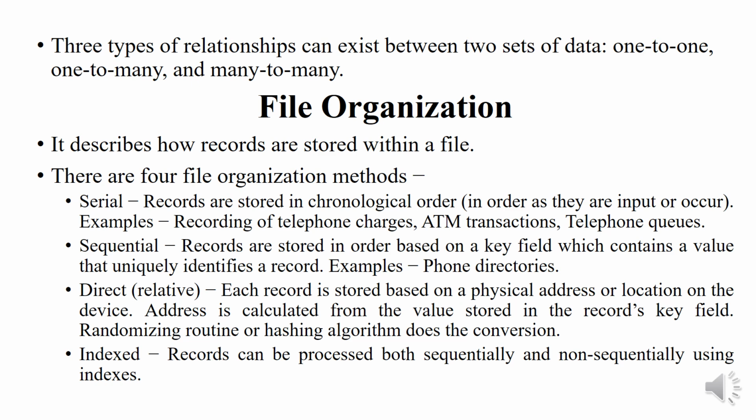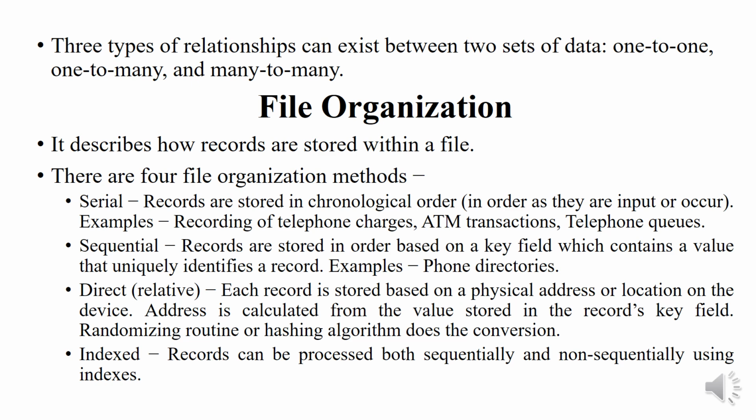Serial, where records are stored in chronological order, for example recording of telephone charges, ATM transactions, telephone queues. Sequential, where records are stored in order based on a key field which contains a value that uniquely identifies a record, for example phone directories.